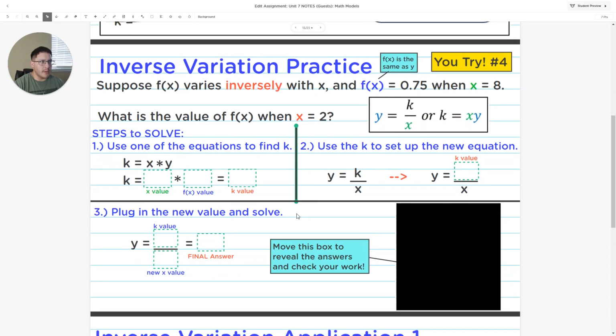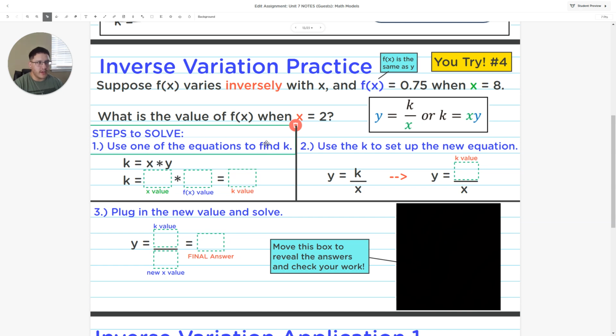You try number 4. Try this problem out on your own. Let me read it to you first. Suppose f of x, again, another way of saying y, varies inversely with x, and f of x is equal to 0.75 when x is equal to 8. What is the value of f of x when x is equal to 2?